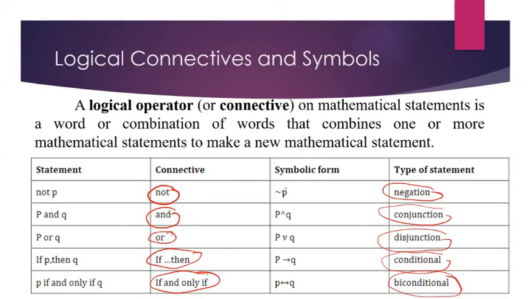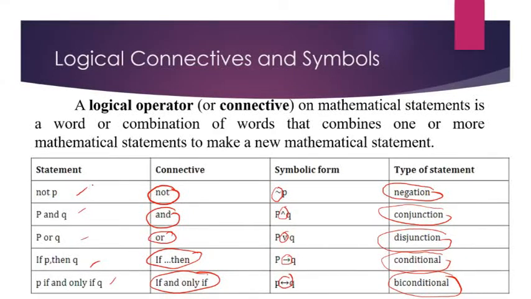Then ito yung mga symbolic forms nila. Ito yung sa negation, ito yung sa and, ito yung sa or, ito yung sa if then, at saka ito yung sa if and only if, which is biconditional. Kasi ang ibibigay sa inyo is a statement. Ito ang magiging itsura niya if ever.